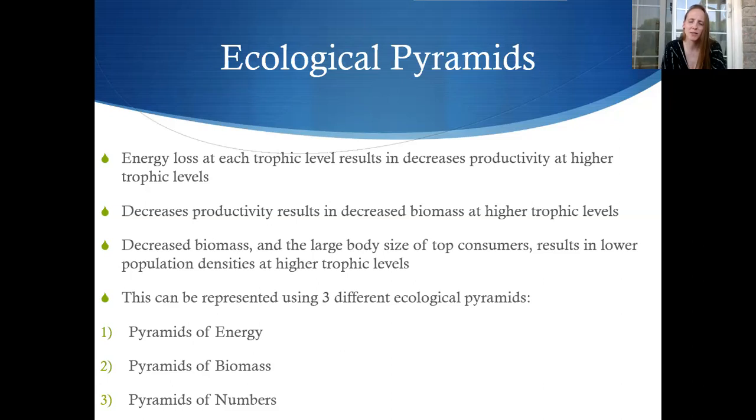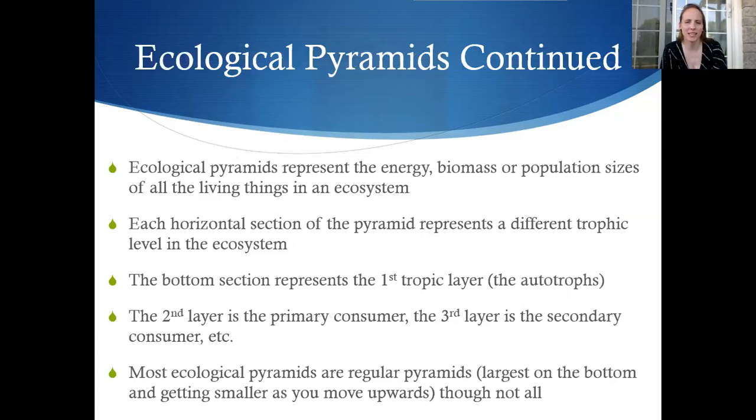So we represent all of this using three ecological pyramids. One is the pyramid of energy, the next is the pyramid of biomass, and the last one is the pyramid of numbers. For these ecological pyramids, they're just going to have a horizontal section that represents a trophic level, and as we move up to the next horizontal section, that is the next trophic level. So the bottom of the pyramid is our first trophic level, then the second trophic level, third, fourth, etc. The first trophic level is always going to be the autotrophs. Then we would have the primary consumers, then secondary consumers, and then tertiary consumers.